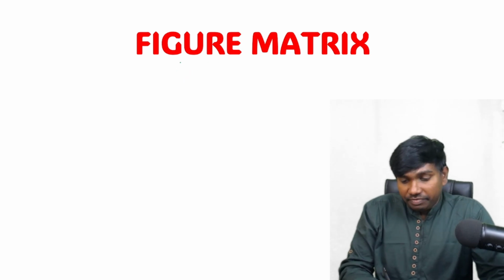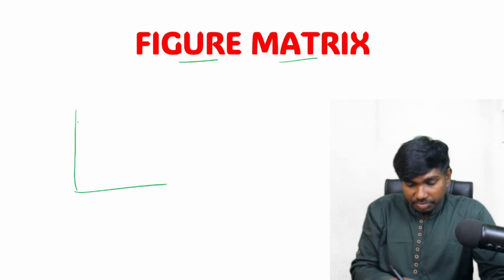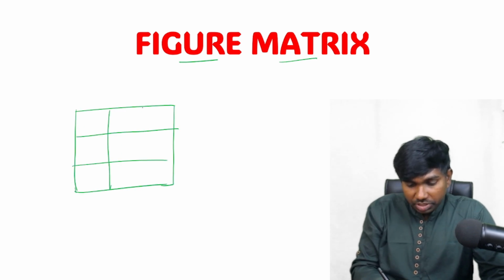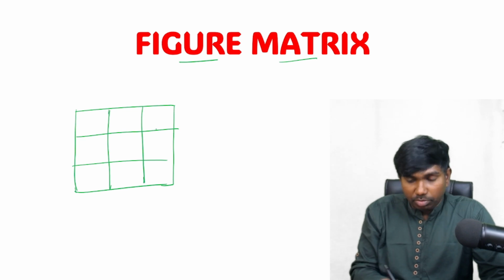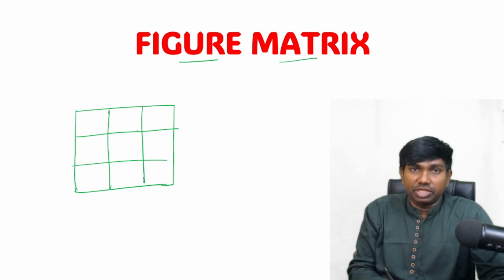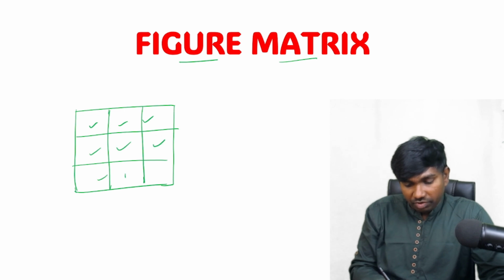Today our chapter is figure matrix. Matrix means a table, we can say, with some rows and columns. Some boxes are given with some figures in these boxes, and one box will have a question mark, and that box can be anywhere. It is not mandatory to always give the question mark here only.